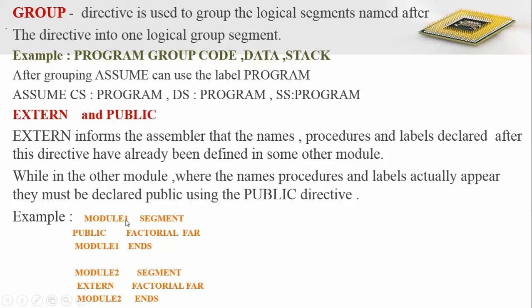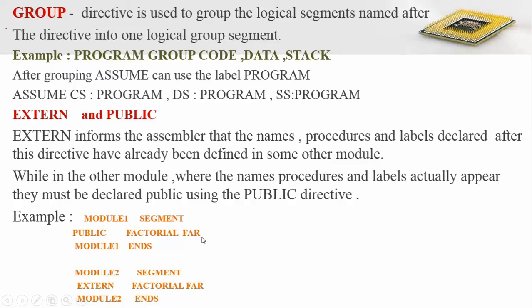Okay, this is module 1, indicating a particular segment of our program. Here we have a factorial variable or some procedure name with the specifier public, and we also specify the type as far. This far type indicates that we can access this factorial from everywhere in the 1 MB memory of the 8086 system. That is why it is far.